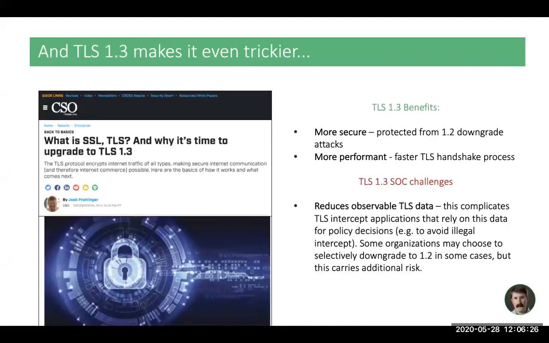And Vince, maybe you could talk a bit more about the emerging encryption standards and how that even further complicates the picture here.